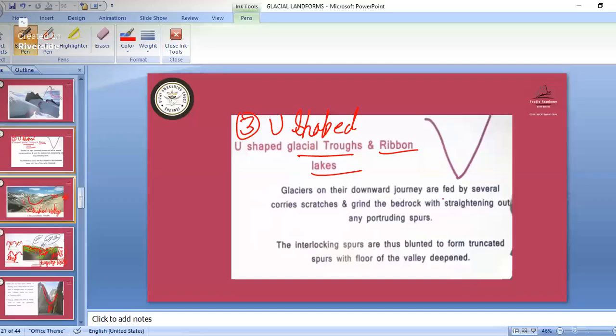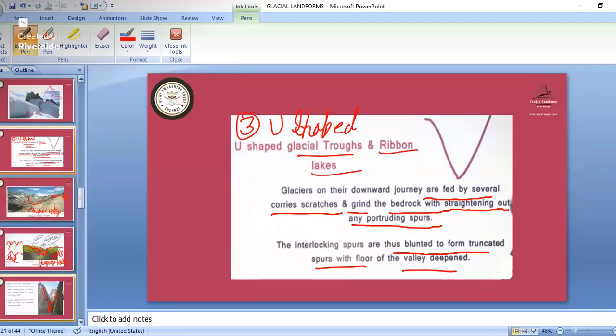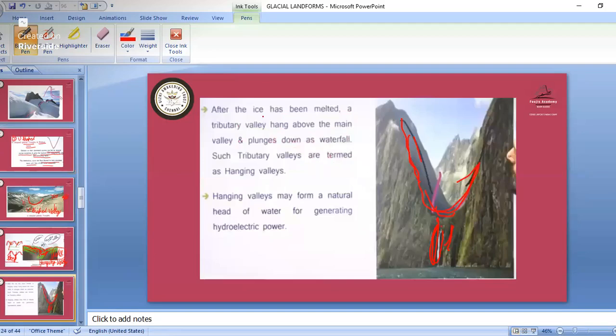Glaciers on their downward journey are fed by several quarries, scratch and grind the bedrock, straightening out any protruding spurs. The interlocking spurs are thus blunted to form truncated spurs, with the floor of the valley deepening. After the ice has melted, a tributary valley hangs above the main valley and plunges down as a waterfall. Such tributary valleys are termed hanging valleys.